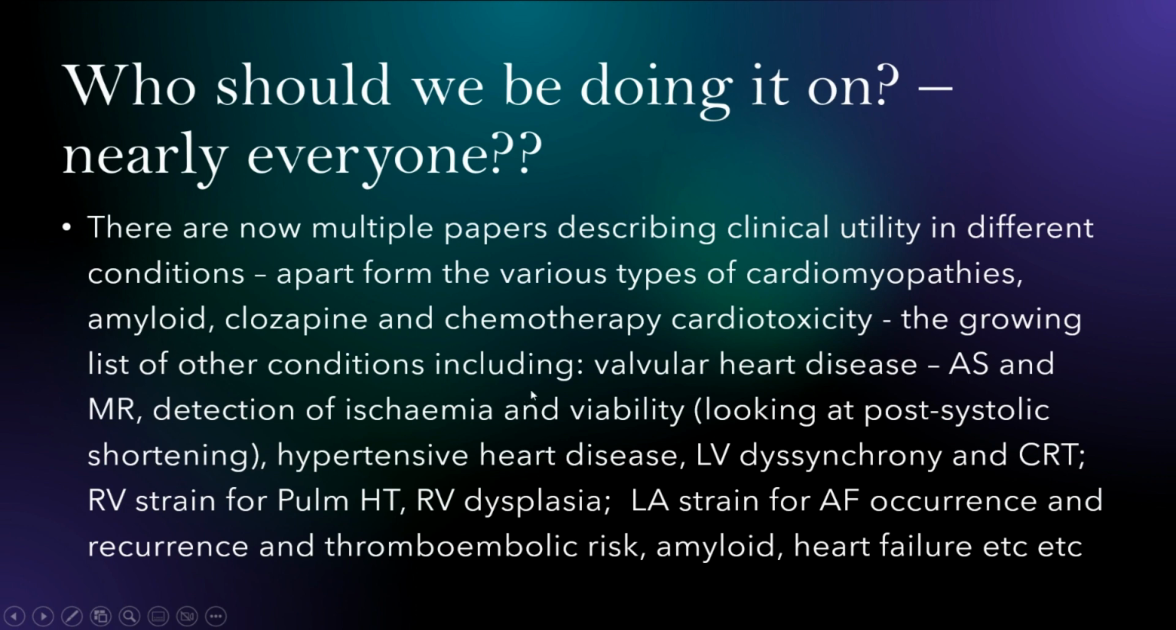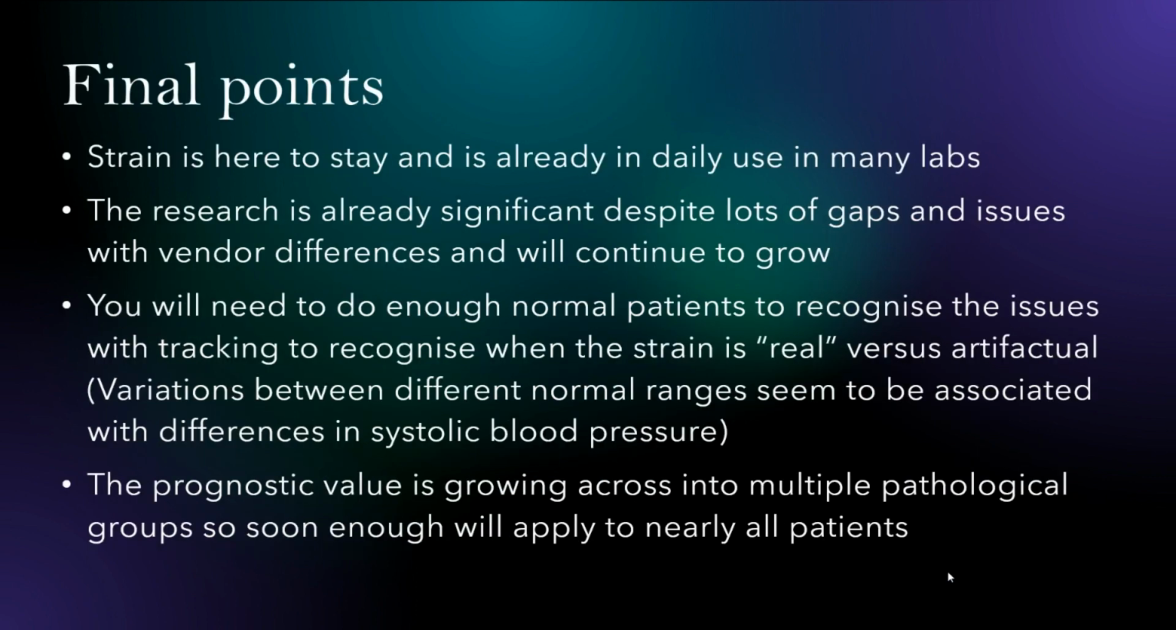So let's talk much more in terms of valvular heart disease, particularly AS and MR. Detection of ischemia and viability is being discussed. Hypertensive heart disease, LV desynchrony, cardiac resynchronization therapy, you're seeing papers around too. RV strain for pulmonary hypertension or RV dysplasia, LA strain for AF, occurrence and recurrence and thrombotic risk, amyloid, heart failure, etc., because there are multiple papers in these areas now.